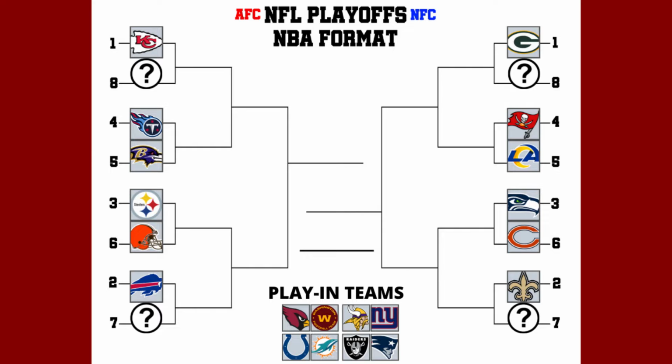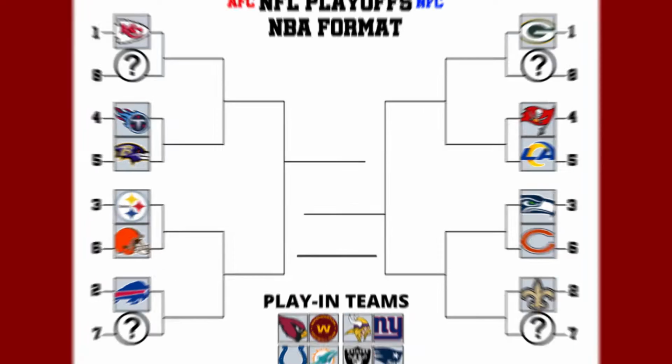This leaves us with the number 1 Chiefs and the number 1 Packers sitting alone, waiting for the play-in tournament, along with the number 2 Bills and the number 2 Saints. Then the other matchups: the number 4 and 5 Titans and Ravens in the AFC, the 4 and 5 Buccaneers versus Rams, the 3 and 6 Steelers and Browns, and the 3 and 6 Seahawks and Bears. This is going by the finalized standings at the end of the NFL season last year. At the bottom of this bracket it says play-in teams. There's a total of 8 teams. The NFC teams, seeds 7 to 10, are the Cardinals, Washington, Vikings, and Giants. The AFC has the Colts, Dolphins, Raiders, and Patriots.